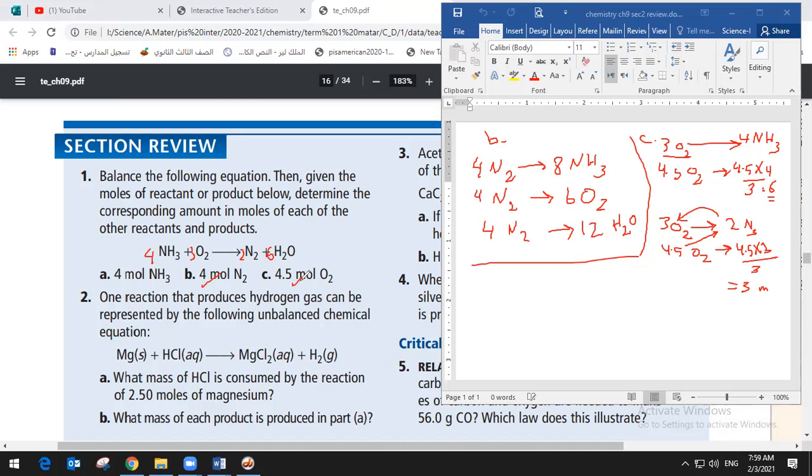So the last one here is water. 3 moles of oxygen produce how many moles of water? They produce 6 moles of water. So what about 4.5 moles of oxygen? They will produce how many moles of water? 9. Brilliant. So is it hard like this? No, it's easy. Okay. So that's the first question.